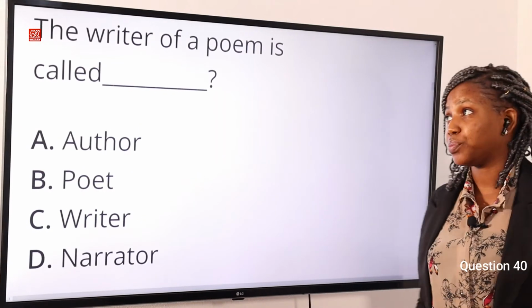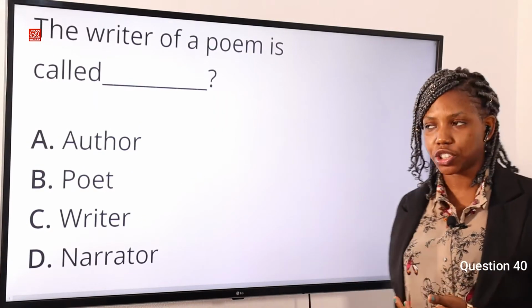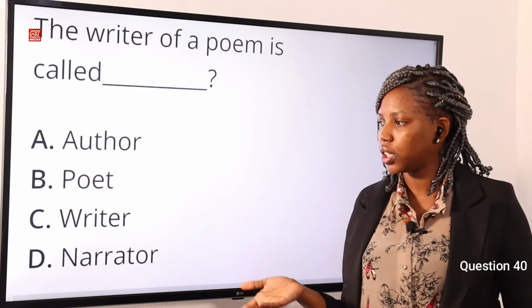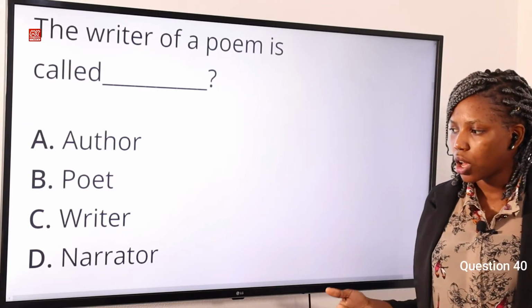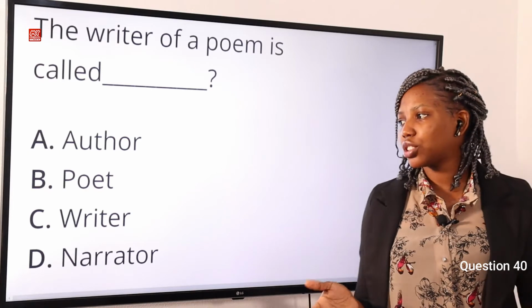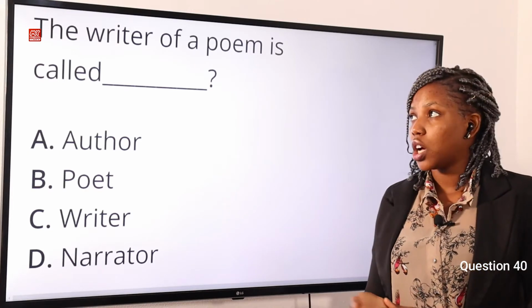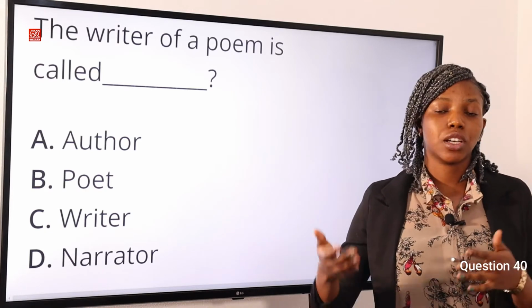Question 40. The writer of a poem is called dash. Option A, author. Option B, poet. Option C, writer. Option D, narrator. The answer to this question is poet. A poet writes a poem.